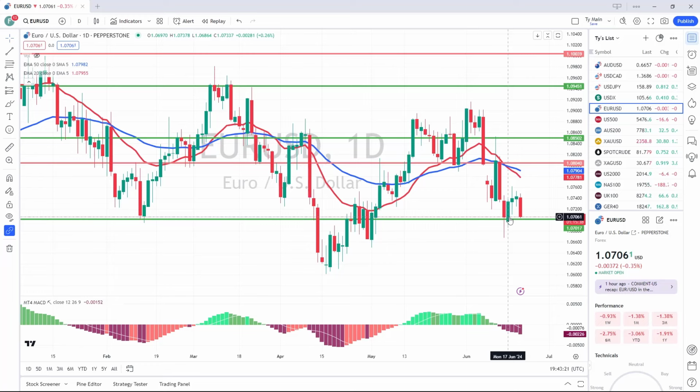Done all the things we wanted it to do. Bless its heart. And now we find ourselves at support again. Look, the 107 is very strong, but a break of this level, so a daily close below 107, and 106 definitely becomes the obvious target that we would be aiming for. If we get a series of lower highs and lower lows in that direction, you'd want to be aiming for that 106 to 106.20 as the target.